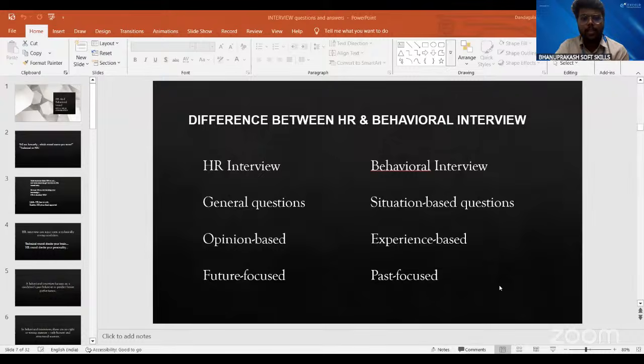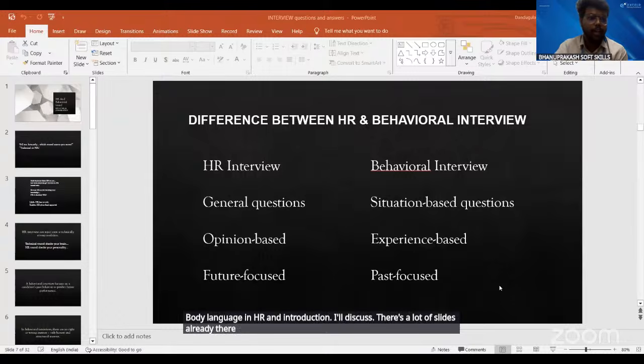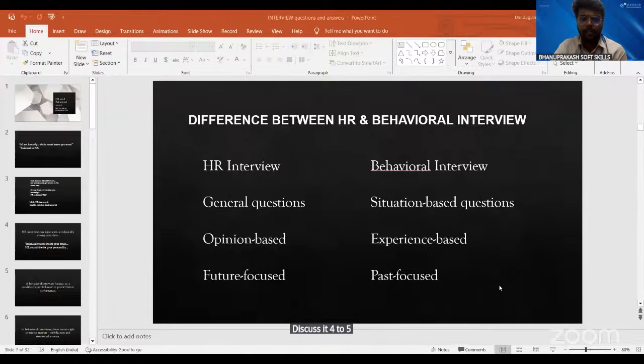Body language in HR and introduction, I'll discuss. There are a lot of slides already there. I only discussed 4 to 5 slides. There are many. Does voice play a key role? Yes, it does. Voice is very important.